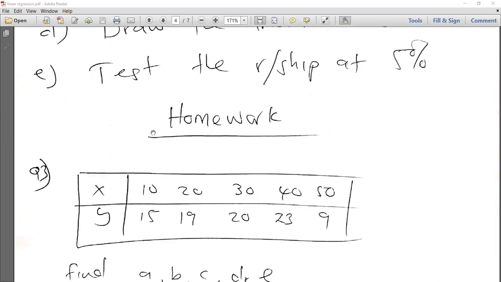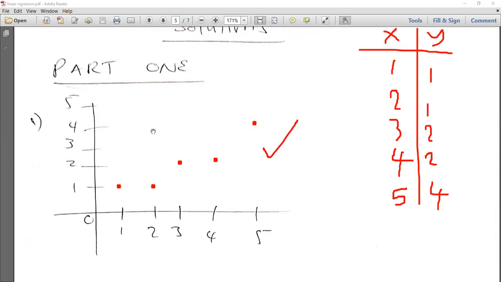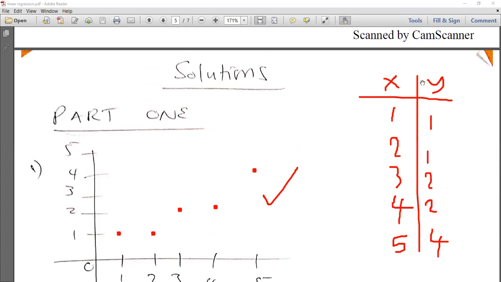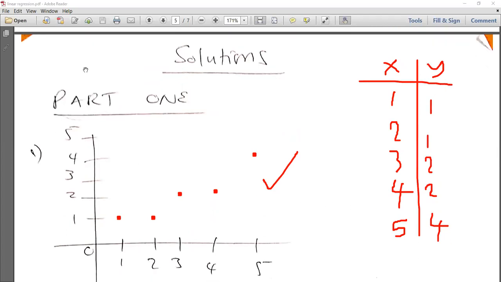So we're going to transpose that. So we have x and y. So we have 1, 2, 3, 4, 5. We have 1, 1, 2, 2, and 4. So to sketch, we simply use an x-y plane. This is x and this is y. So our diagram is drawn to scale.